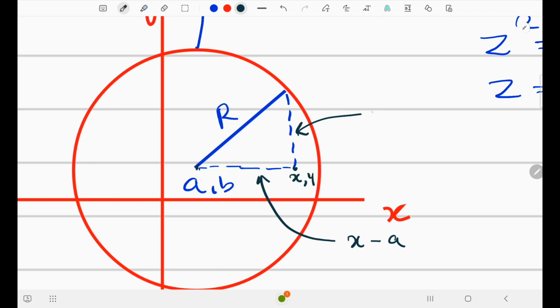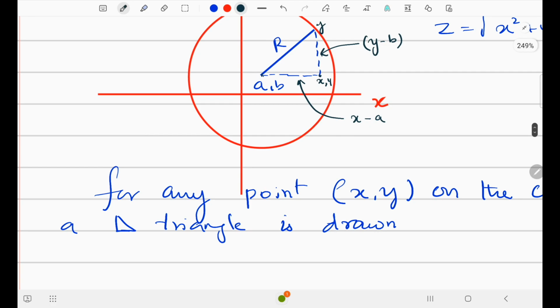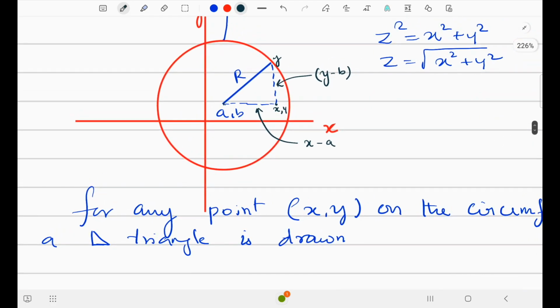So I can say this is a b value, which is a lower value. Lower value is b and higher value is y, so y minus b. So this is a y value. x minus a is the horizontal side and y minus b is the vertical side. And from here we can find the radius. What is the radius? Radius is the hypotenuse.